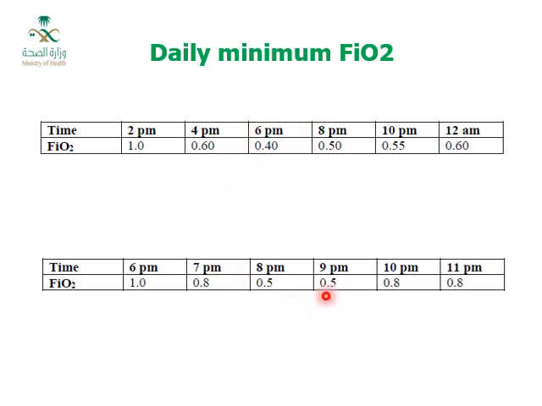In the second example, it is recorded every hour, so we need 2 consecutive readings to see that this is maintained for 1 hour. We will take the lowest value that is maintained for 1 hour. Here we have 0.5 or 50%, which is for 2 records, meaning it is maintained for 1 hour.